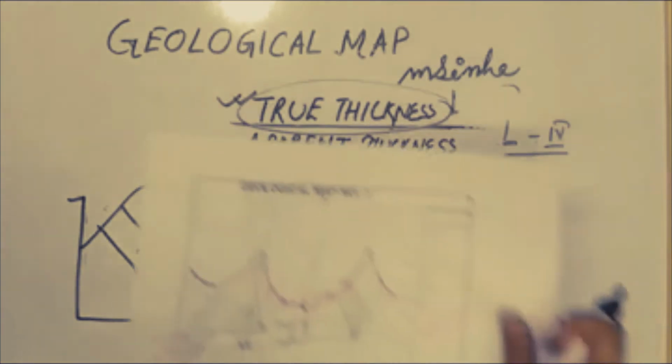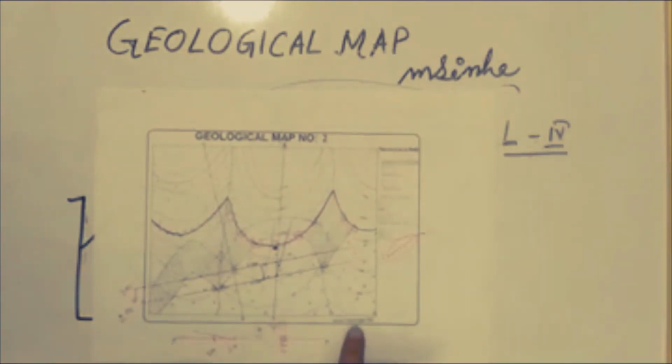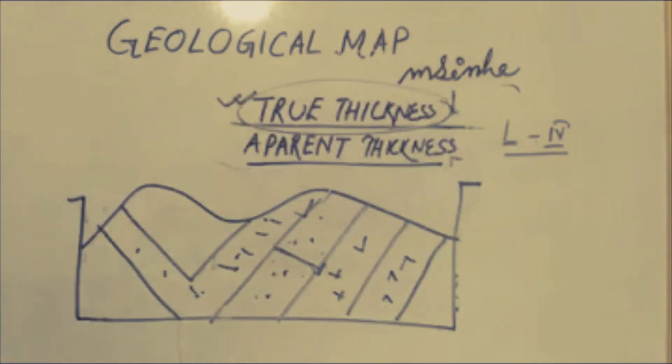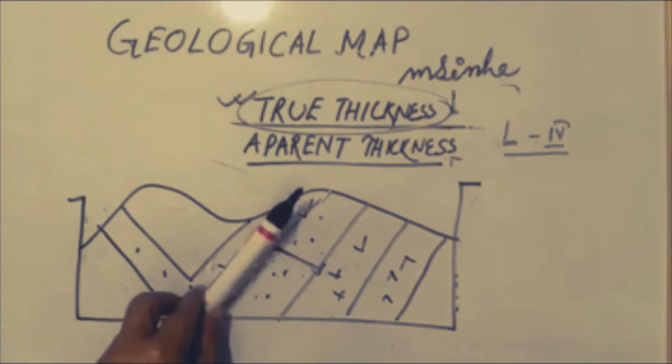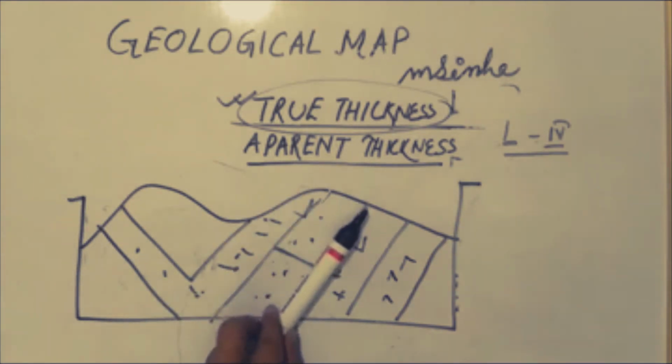In each and every geological map, there is a scale. Here the scale is 1 inch representing 1000 feet. So measure this linear distance with the help of the scale and convert it using the map scale. Suppose this linear distance is 0.6 inch; according to the map scale, it will be 600 feet. This is the true thickness. True thickness is the minimum, or perpendicular, distance between the upper boundary of a bedding plane and the lower boundary of a bedding plane.